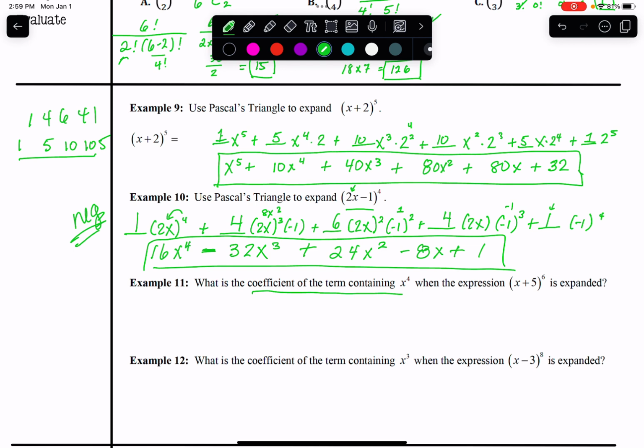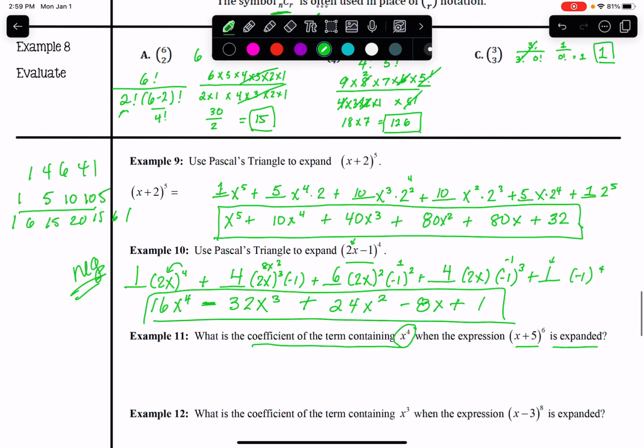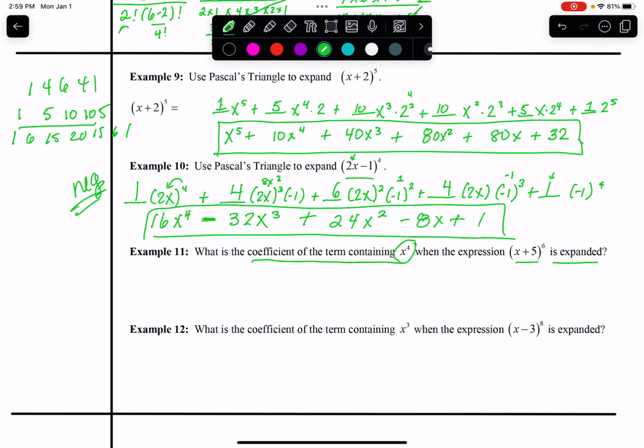All right, moving on to the coefficient. This time it just asks for the term containing x to the 4th in the expression x plus 5 to the 6th when it's expanded. Okay, so you've got two ways to do this. If you look at 6, it's 1, 6, 15, 20, 15, 6, 1. So the first way is using Pascal's triangle, and then we'll use the factorial way. And I'll show you that they both work. So what's the coefficient of x to the 4th?